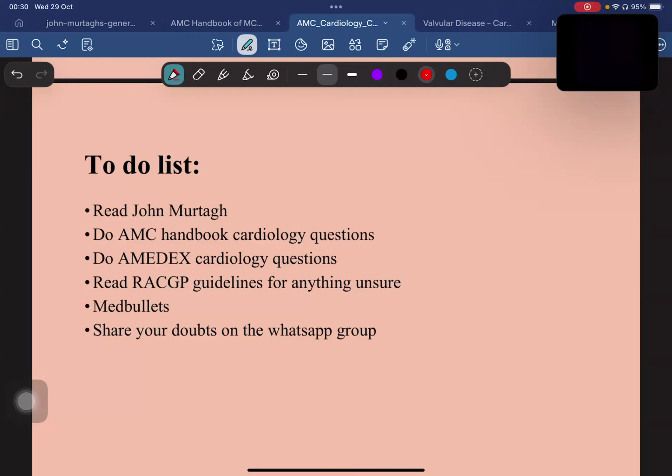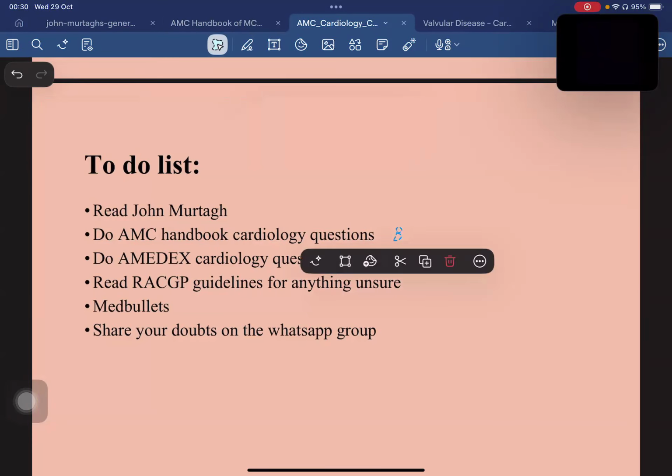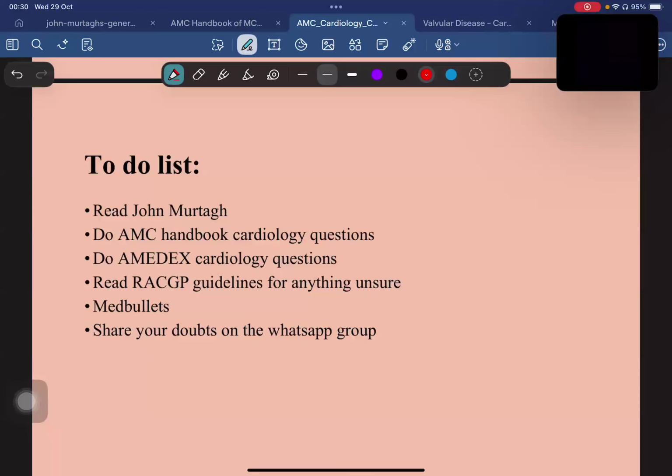It's on the index. You can follow it through the index and do the AMC handbook cardiology questions like I showed before. It was 3070 to 3085. Try to do all those questions, and whatever comes up, try it on the group or bring it for the next day's class.